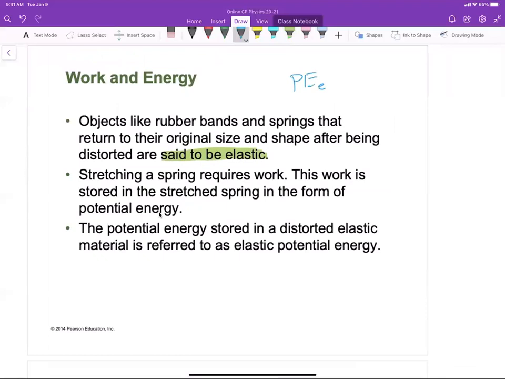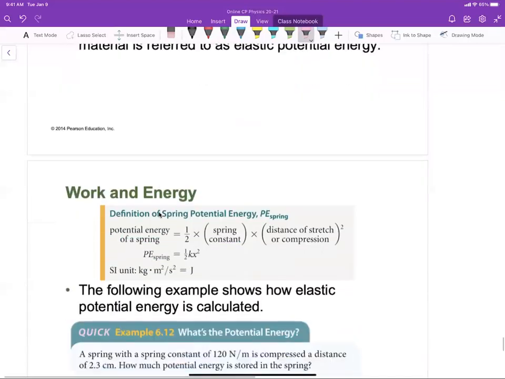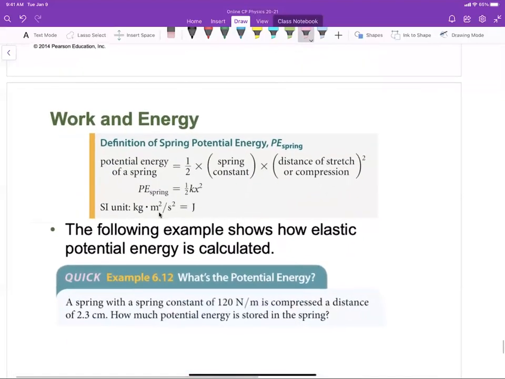It's elastic potential energy. The one that we're going to focus on in this class is potential energy due to a spring. We're only going to work with a spring. So again, this is energy that is stored from work that I have done on an elastic band or a spring or some other object like that. And so we will focus only on springs in this particular course.